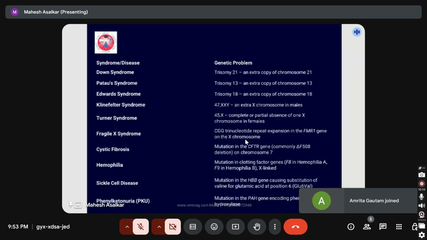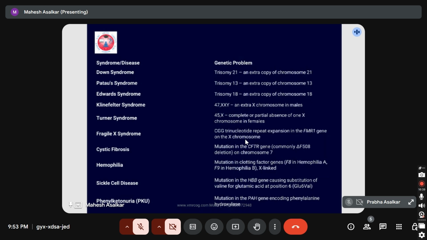What happens in sickle cell disease? It is a mutation in the HBB gene causing substitution of valine for glutamic acid. Okay, so glutamic acid is replaced by valine at position 6. Okay, so Glu6Val. So glutamic acid is replaced by valine at position 6 in sickle cell anemia. This is what the structure is. So these are all SBAs. Then phenylketonuria. In phenylketonuria, there is a mutation in the phenylalanine hydroxylase gene encoding phenylalanine hydroxylase.